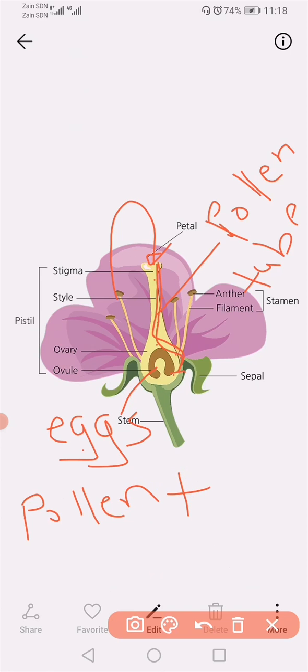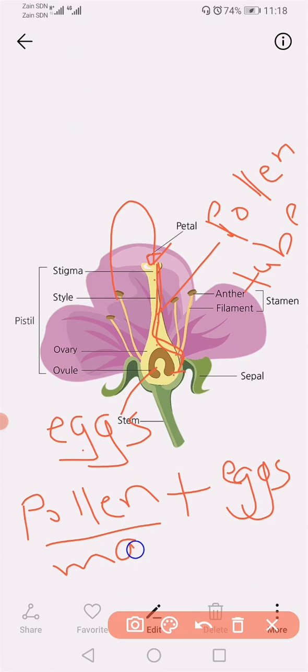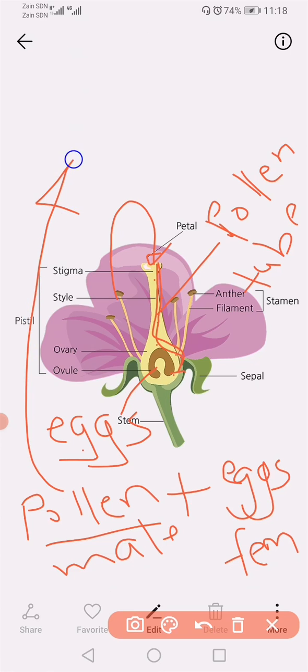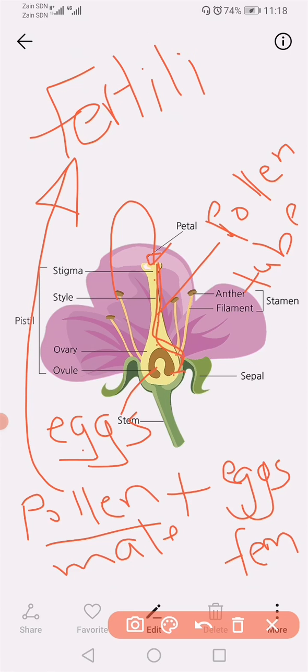The pollen will fuse or join with the eggs. That means the male part joins with the female part. And this process is called fertilization. This process is called what? Fertilization. So what is fertilization? Fertilization is the fusing of the male reproductive part with the female reproductive part.